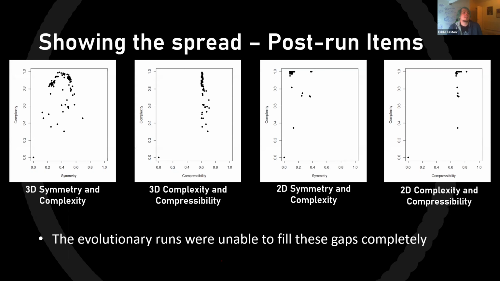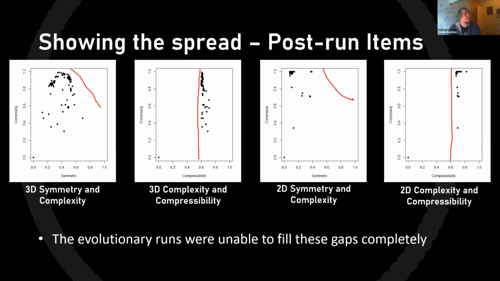As we can see here, these are the results of the items after the evolutionary processes have been run. And what we can see is we didn't really fill these gaps. Especially with the compressibility values, we still had these very large gaps on the left-hand side, less than 0.6. But we also still saw it with the symmetry and complexity values, where we still struggled to maximize both of these values together.